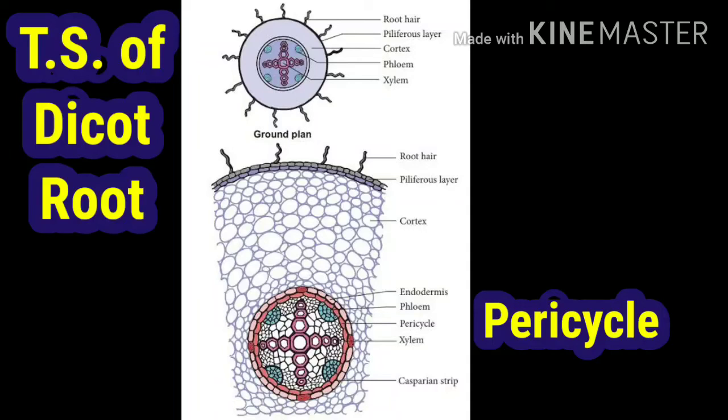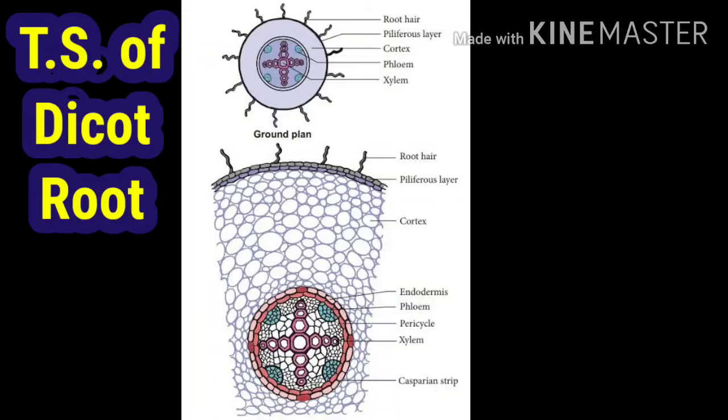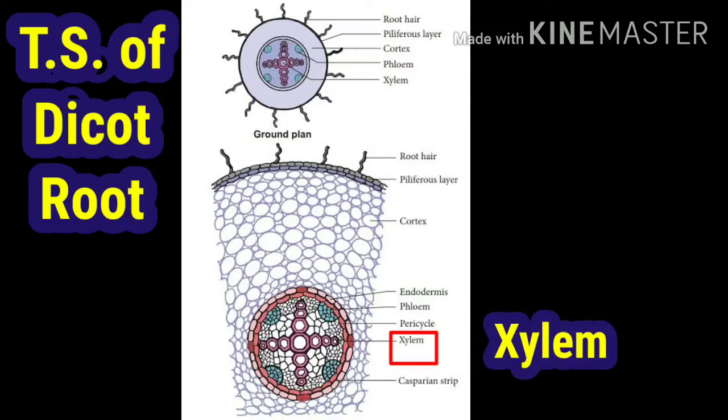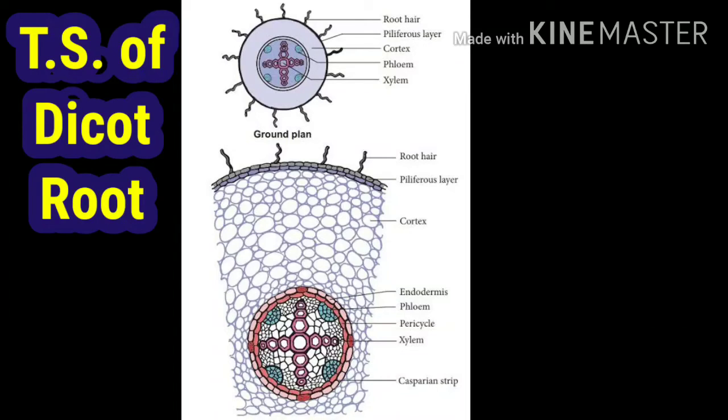In vascular bundle, it is radial. Xylem is exarch and tetrarch. The tissue present between xylem and phloem is called conjunctive tissue. In dicot root, it is made of parenchyma. The last structure is pith. Young root contains pith, whereas in old root, pith is absent.